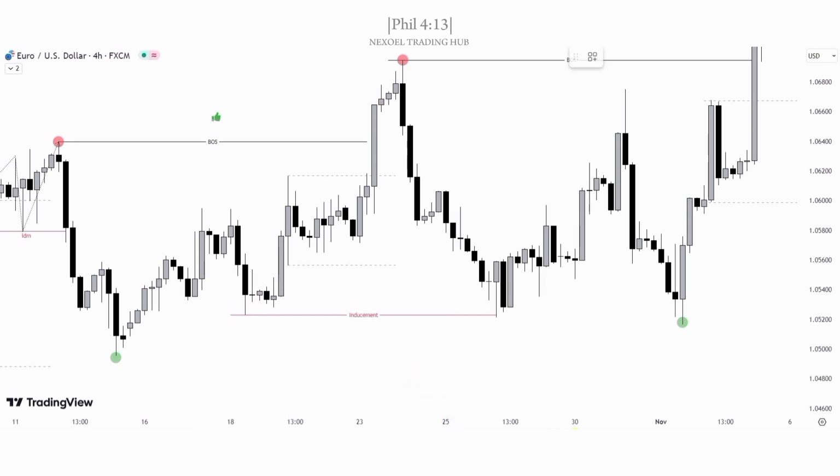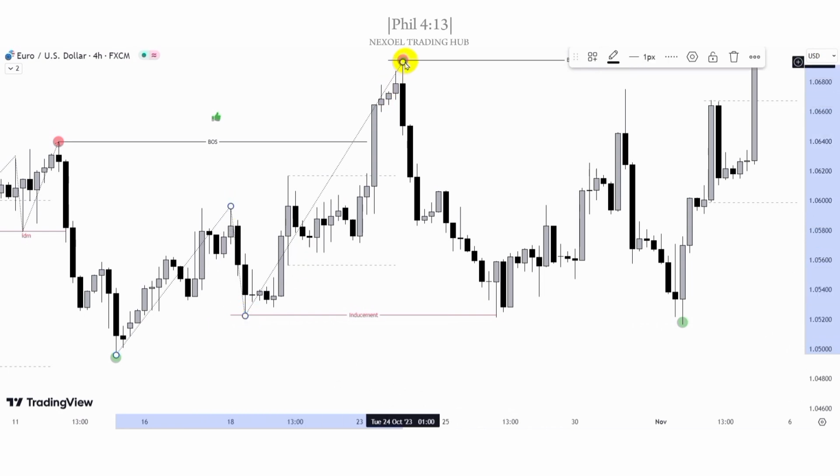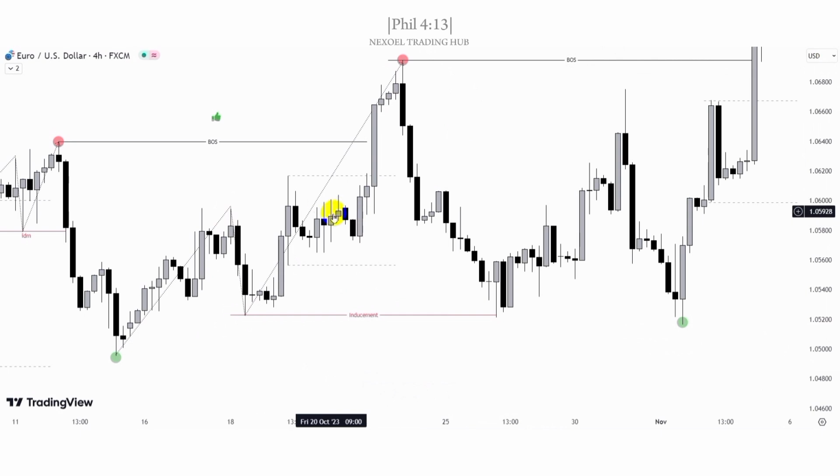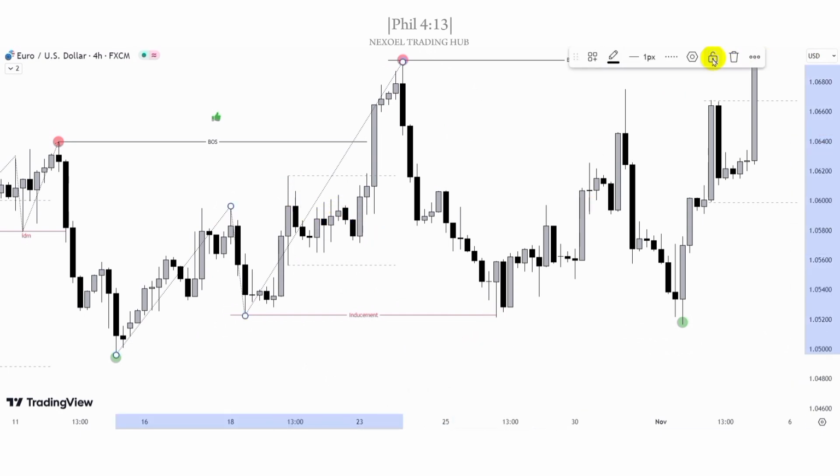Let's actually mark that out. You can see this is our impulsive move. This is the pullback, and then this is the impulsive move. Because this pullback is within this candle range, it is not a valid pullback.